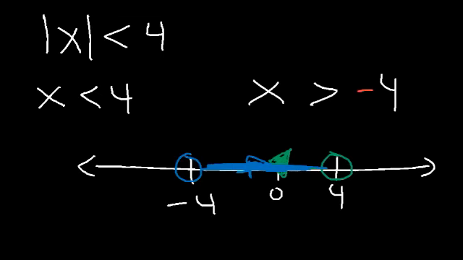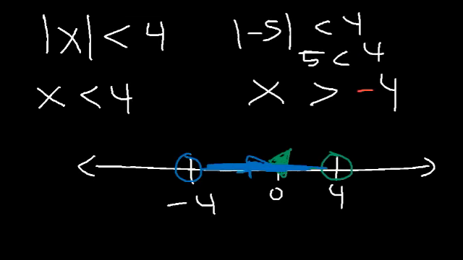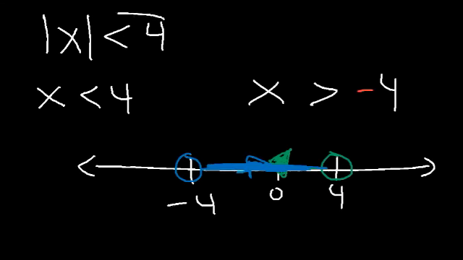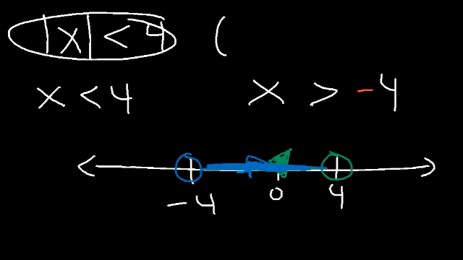If we choose a number outside of it, it won't be true. For example, let's choose a number to the right of 4. Let's say 7. The absolute value of 7 is 7. 7 is not less than 4. So 7 doesn't work. If we try negative 5, the absolute value of negative 5 is 5, and 5 is not less than 4. So this inequality is only true when x is between negative 4 and 4. Therefore the answer in interval notation is negative 4 to 4.